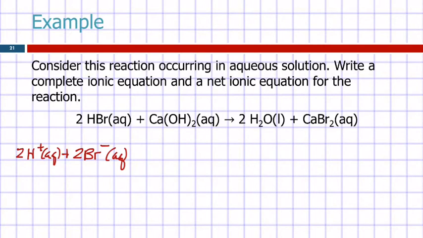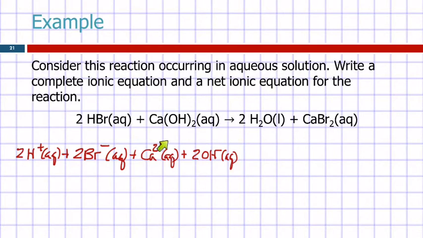Calcium hydroxide, is this a soluble ionic compound? The AQ tells us it is. So we're going to separate this into ions because soluble ionic compounds are always strong electrolytes. So I'm going to get calcium ion and 2 hydroxide ions.